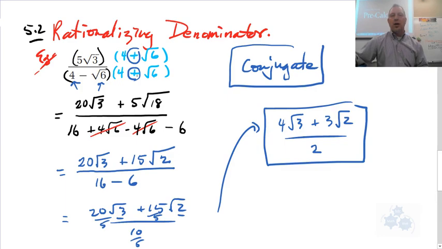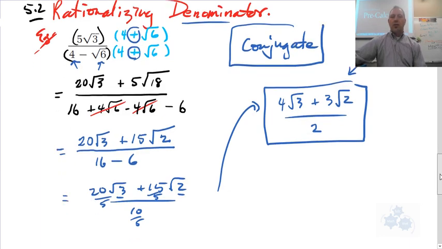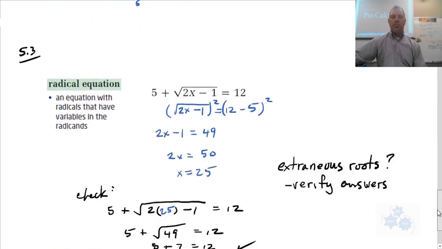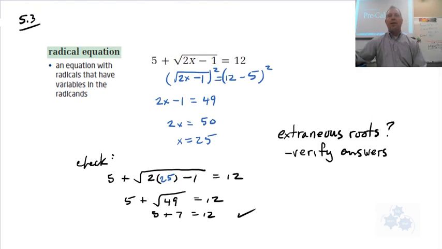So when you multiply the top and the bottom by the conjugate of the binomial containing the radical, you get something that looks like this. Now, we do have radicals in the numerator, but all we want to do is rationalize the denominator, and that's going to be helpful for a lot of applications moving forward in math. Okay, so that's rationalizing the denominator. Remember what a conjugate is. Multiply top and bottom.